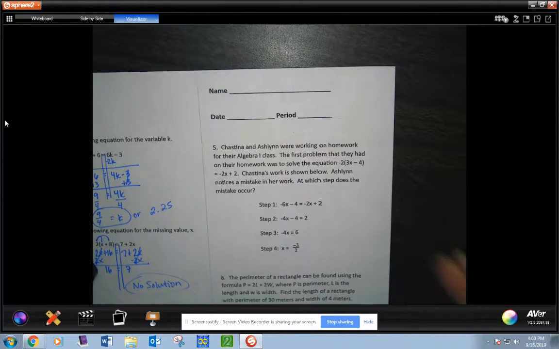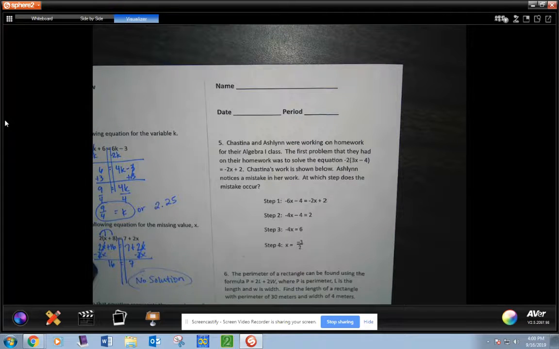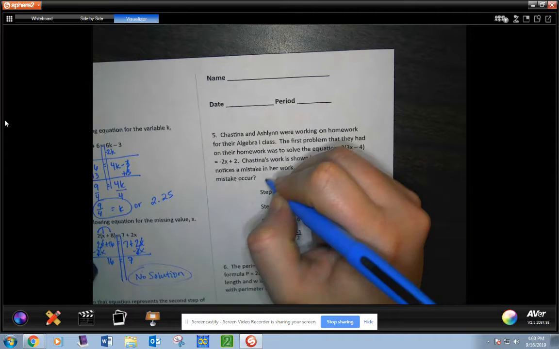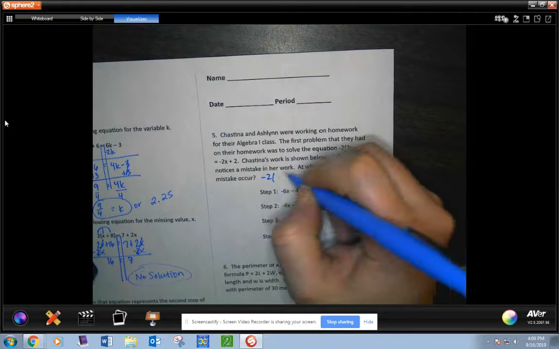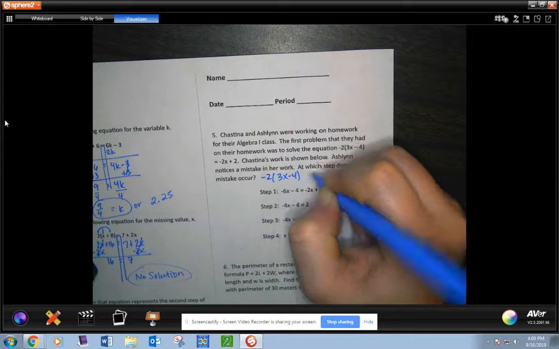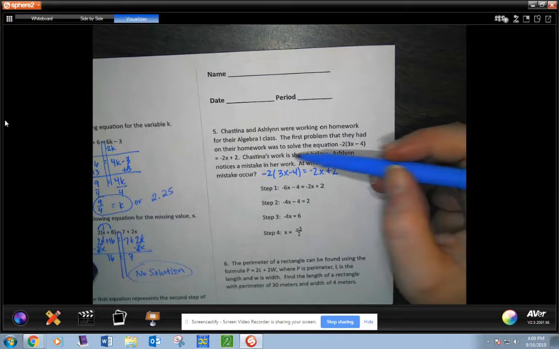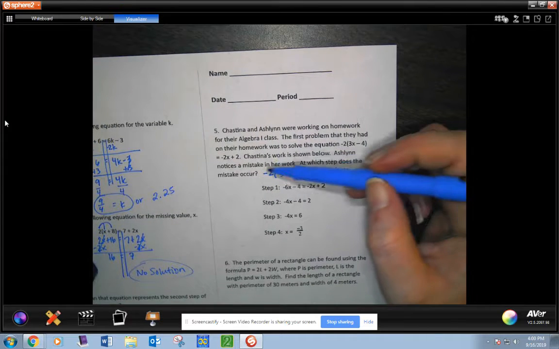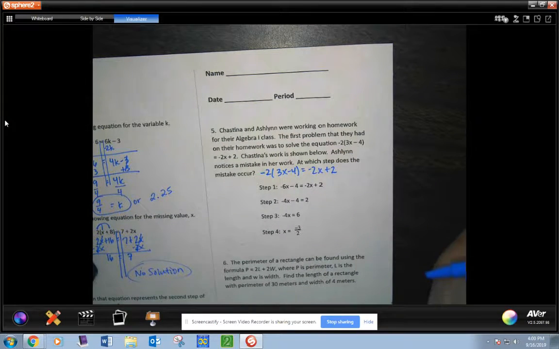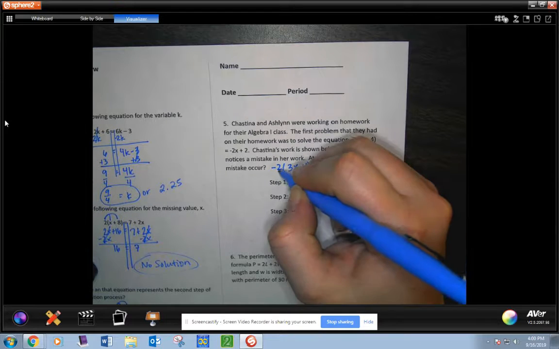Okay, moving to problem 5. Justina and Ashlyn were working on a homework for their Algebra 1 class. The first problem that they had on their homework was to solve the equation -2 times 3x minus 4 equals -2x plus 2. Justina's work is shown below. Ashlyn notices a mistake in her work. I want you to find where her mistake is. So we're going to work this out.